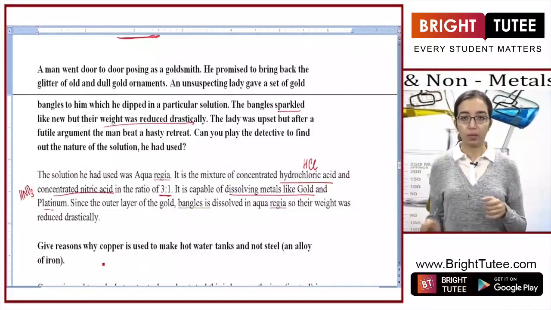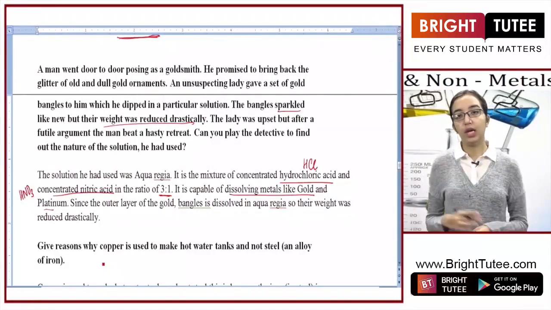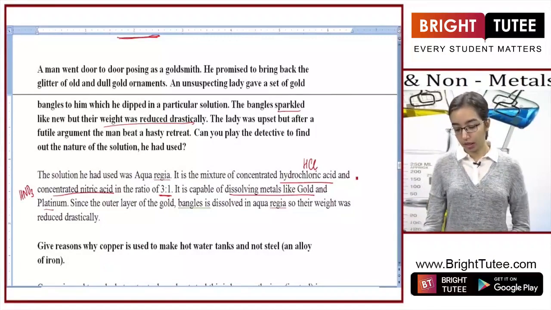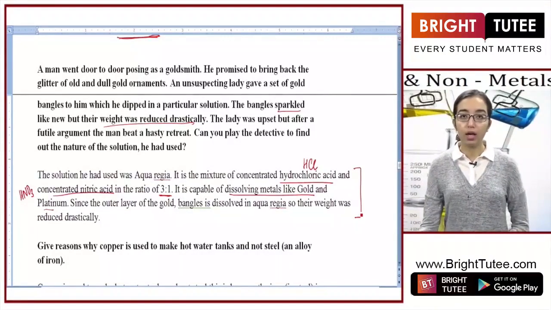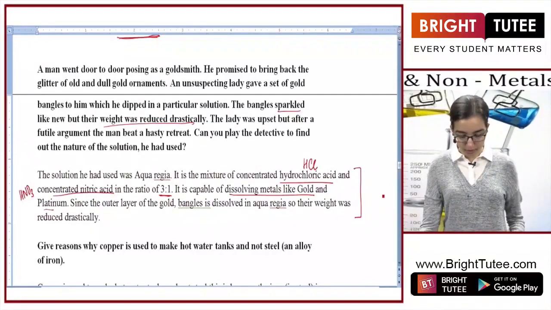That is why it's also advised to not get your bangles cleaned from any place which is not authentic, because they can use aqua regia and actually remove gold from your jewelry.